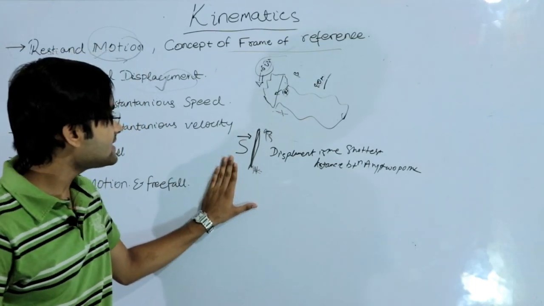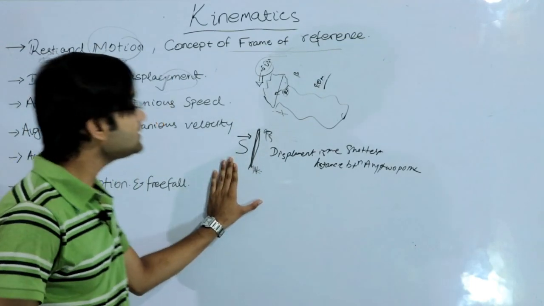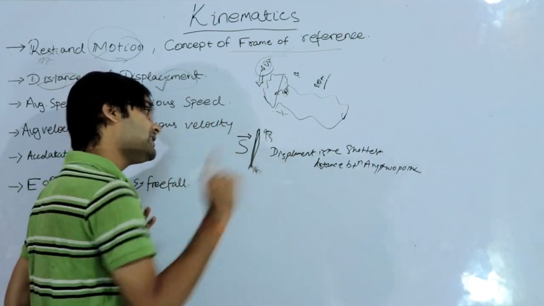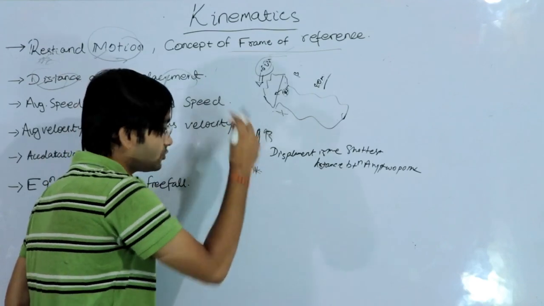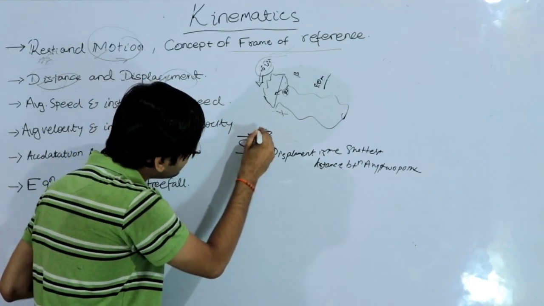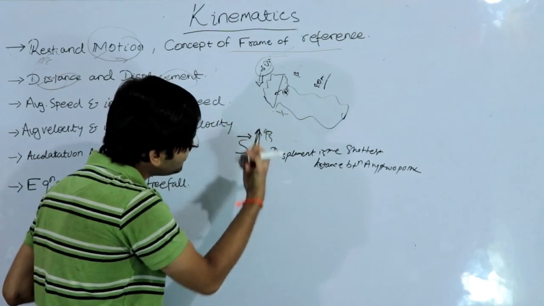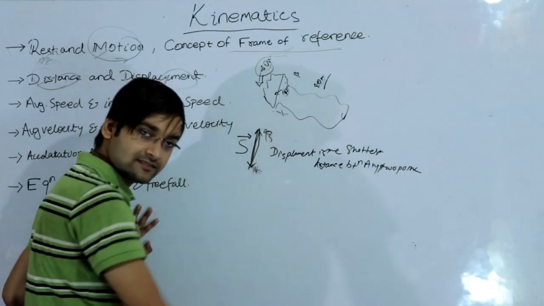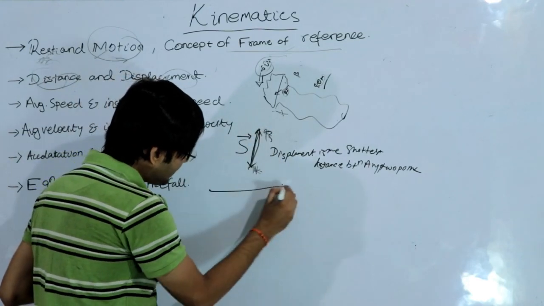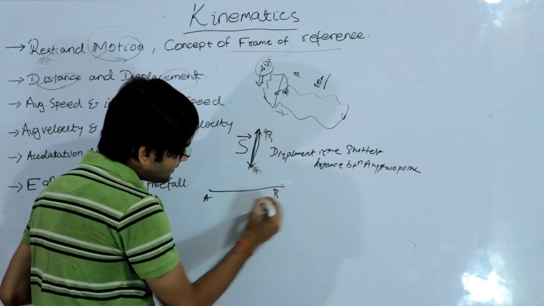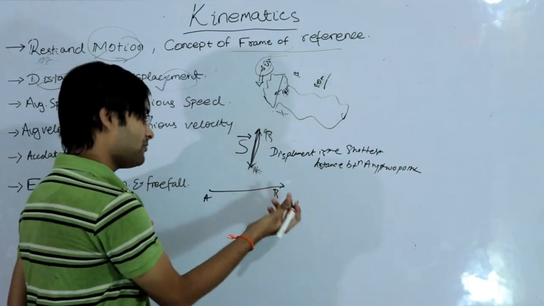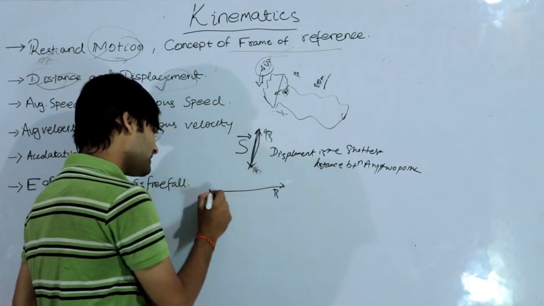So displacement is a directional quantity, and you can say this is a vector. If it is a vector, then it should have a direction. If you are measuring from A to B, then it goes in this direction. If you are measuring from B to A, then it goes in the other direction. So between any two points A and B, you can say the direction. Measuring from A to B, it is directed like this; from B to A, it is directed like this.